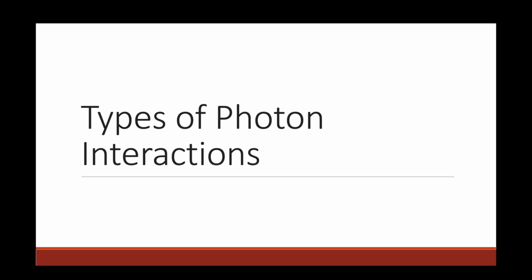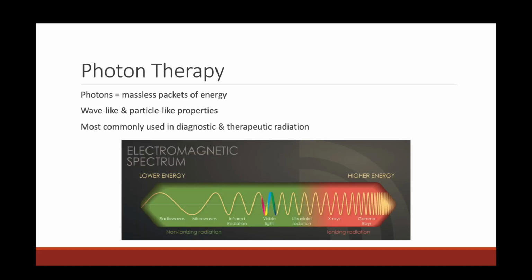Let's start by talking about what a photon is, how it's produced, and different types of photon interactions. The term photons refers to X-rays and gamma rays, which are both types of ionizing radiation that are on the high energy end of the electromagnetic spectrum. They are massless packets of energy. So they have both wave-like and particle-like properties, but very importantly, they don't have any mass. Photons are the most commonly used modality compared to particle therapy, I would say. We can also give radiation using particles such as electrons or protons, but photons are really the most commonly used when we think about diagnostic and therapeutic radiation.